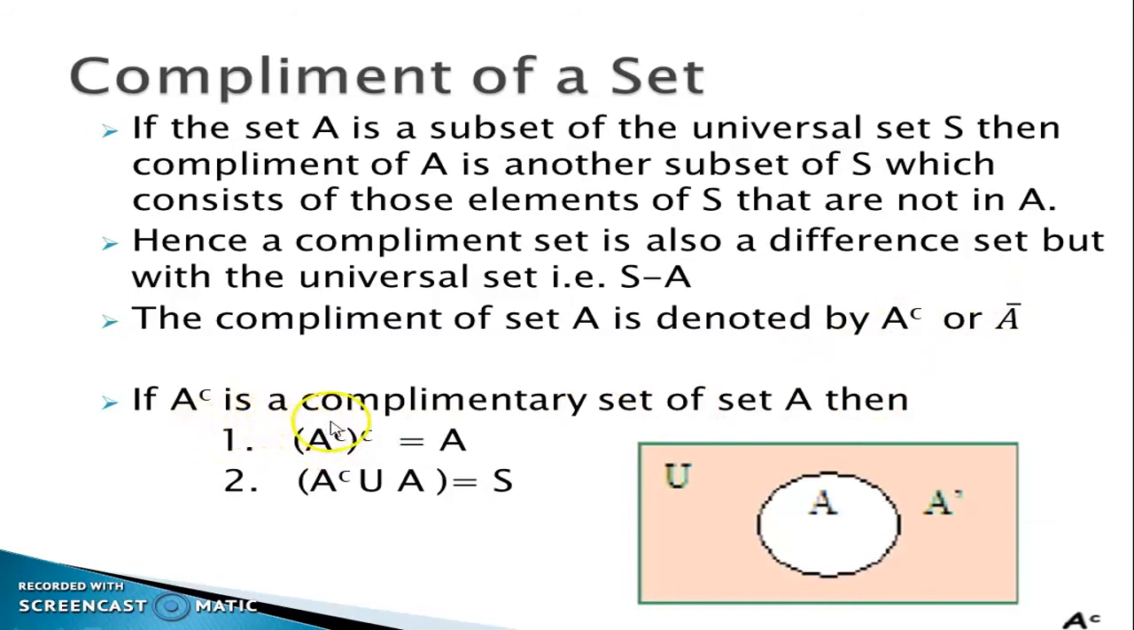If A complement is a complementary set of set A, then A complement whole complement is equal to A, and A complement union A is equal to S. Venn diagram showing the A complement.